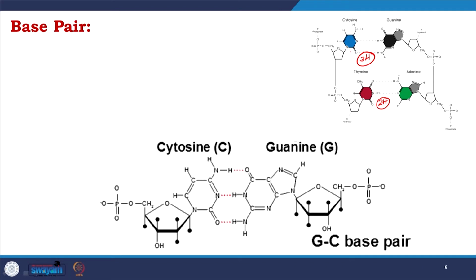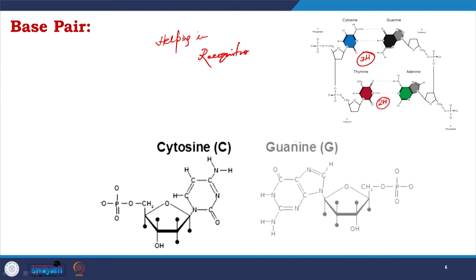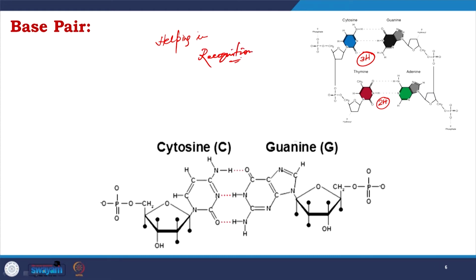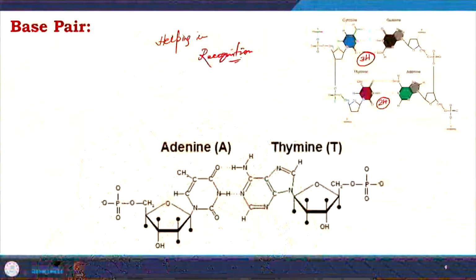These not only help them to form the double strands, but also help in recognition. So, hydrogen bonds are intrinsic characters used in living organisms to identify A over T and G over C. So, they are very critical.